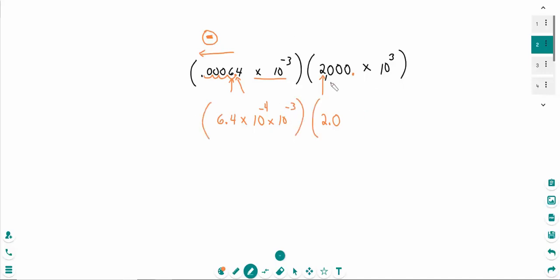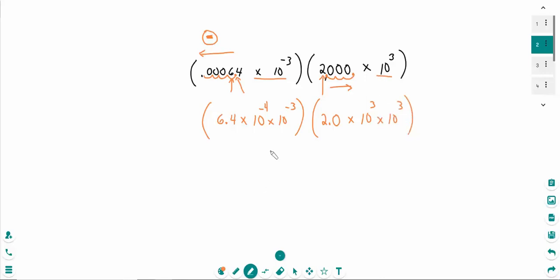Now the second set, we have 2.0. We want that decimal point to be right here. Okay, so this is where we want it. Let's move to where it is. It's over here. We move it 3 places to the right this time. So we're going to multiply this by a 10 to a positive 3. And of course, we have this other 10 to the positive 3 here as well.